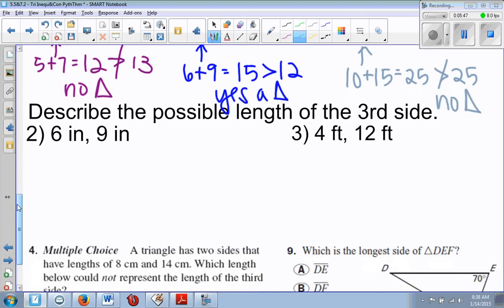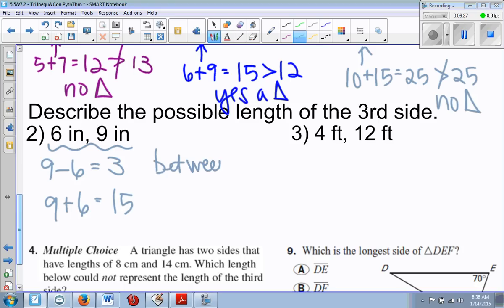Last set of problems down here says describe the possible length of the third side of these triangles. Either these two have to add together and then have to be larger than the third side, or those two have to be the difference for the third side. So the first thing you're going to do with these two numbers is subtract them and add them. If I subtract them, I get a value of 3. If I add them, I get a value of 15. What that means is my third side can be anything between 3 and 15.